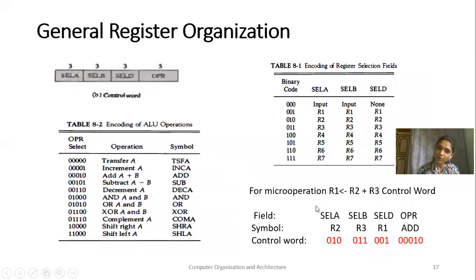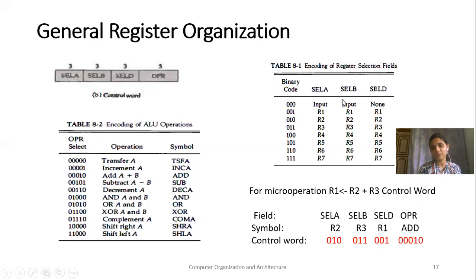The bit pattern is already decided. If you want to select register R1, you have to use select A as 001. If you want to select register R2, you have to use 010. If R3, then 011. By using this, any register can be used in a micro operation.